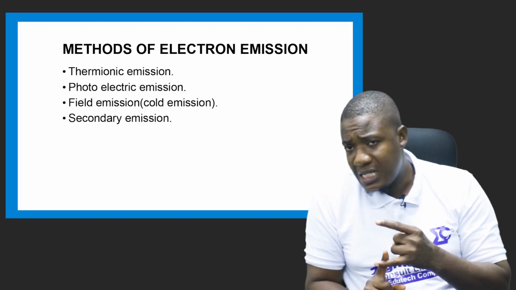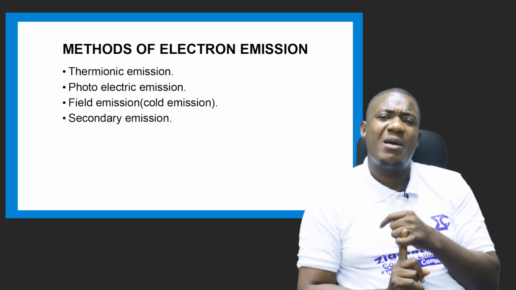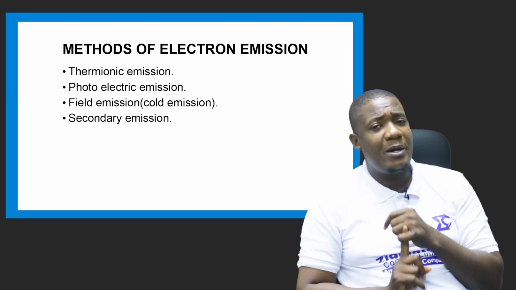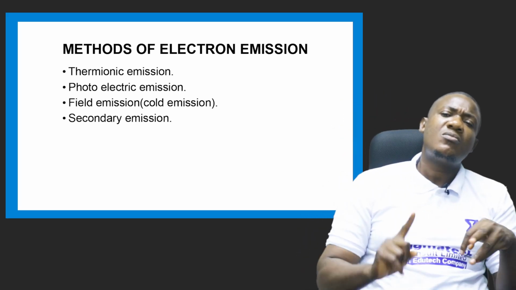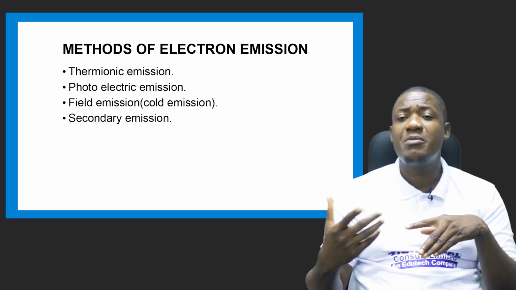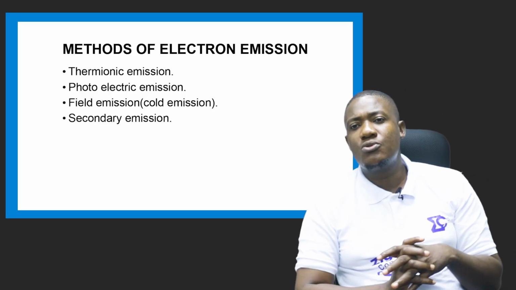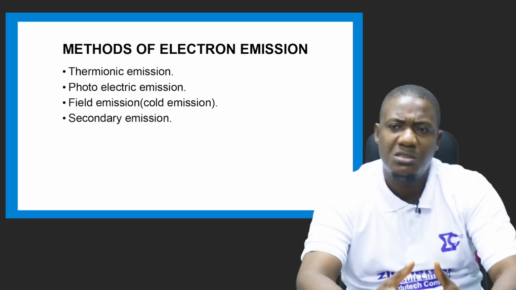Number 1, it can happen through a method we call thermionic emission. We're going to talk about it. It can also happen through photoelectric emission. It can also happen through field or cold emission, and it can also happen through secondary emission.